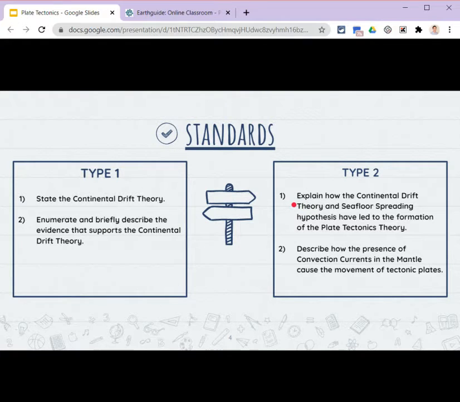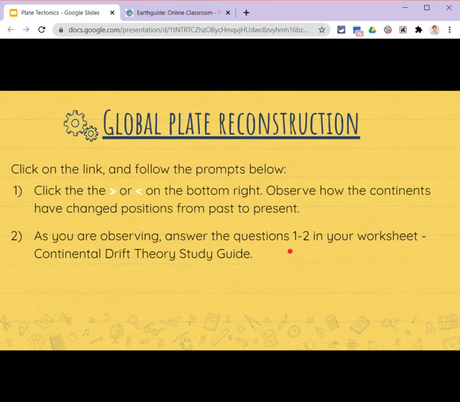Explain how the continental drift theory and seafloor spreading hypotheses have led to the formation of the plate tectonics theory, and describe how the presence of convection currents in the mantle caused the movement of tectonic plates. All right, let's begin. First up is an interactive activity.